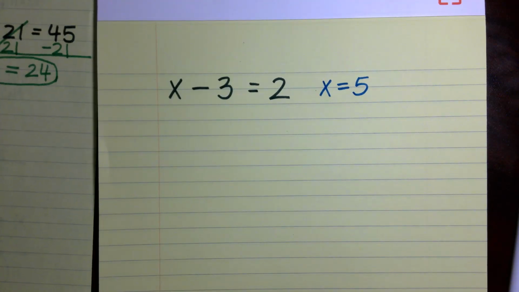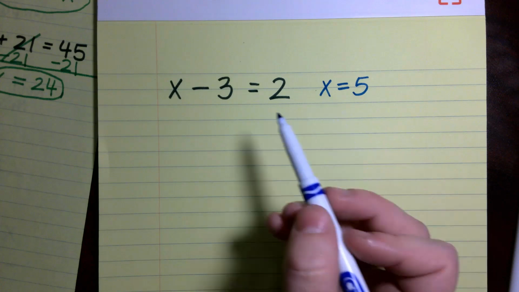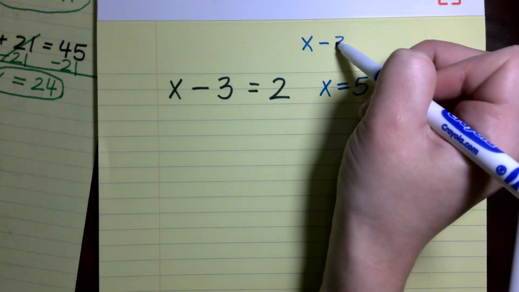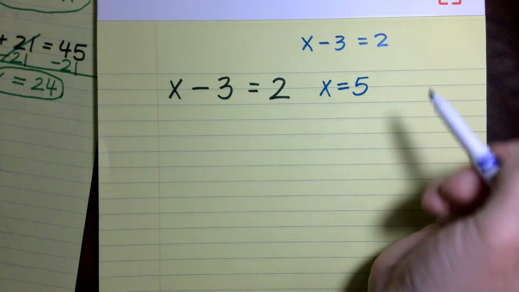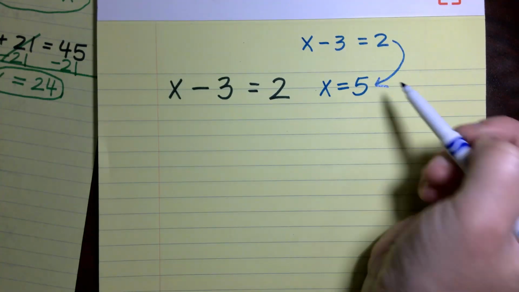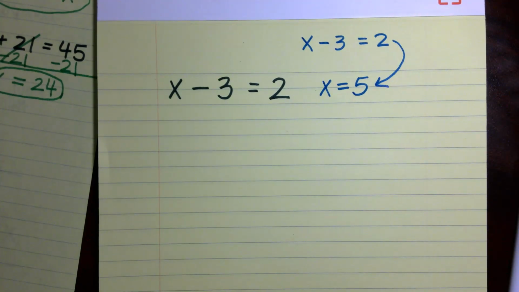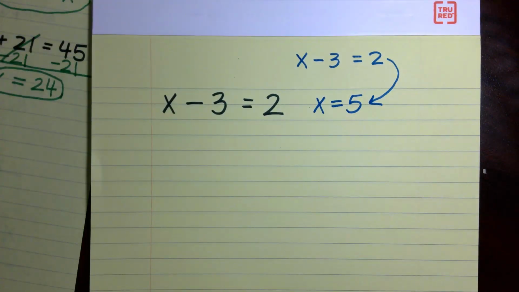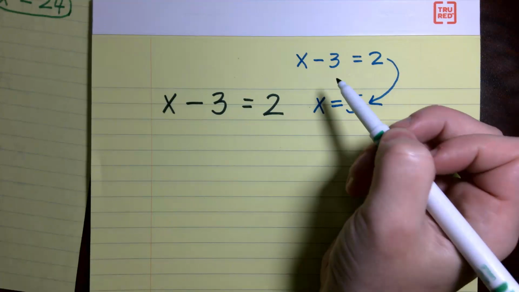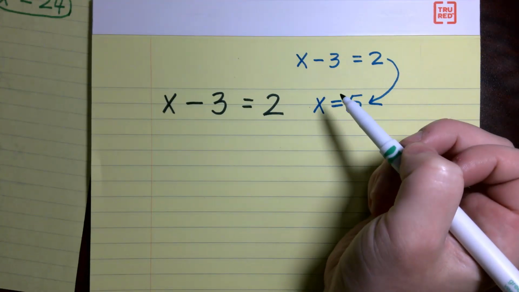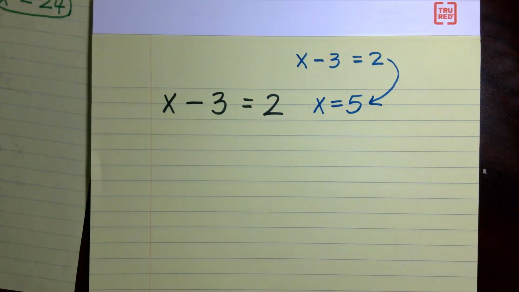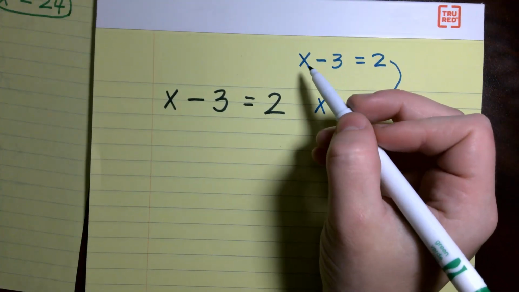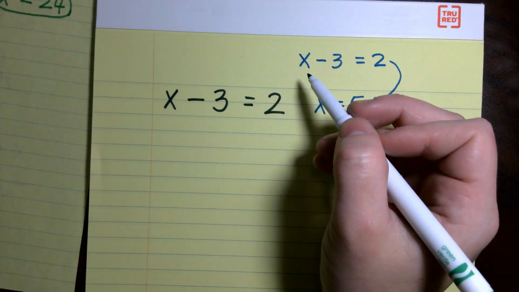So what I want to see here is, how did I get my equation to go from X minus 3 equals 2 to this? How did I go from here to there? I'll show you real quick before we try on our own. I did the same thing you did the first time, mentally. So remember, our goal never changes. We're trying to get X by itself. We're trying to isolate that variable.